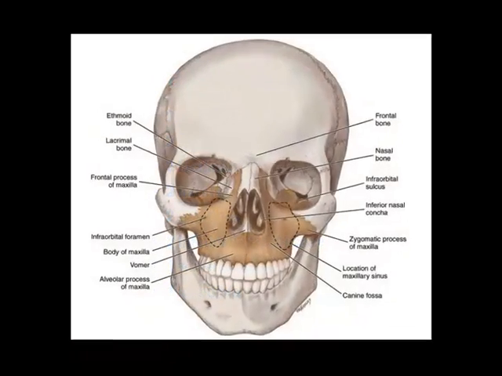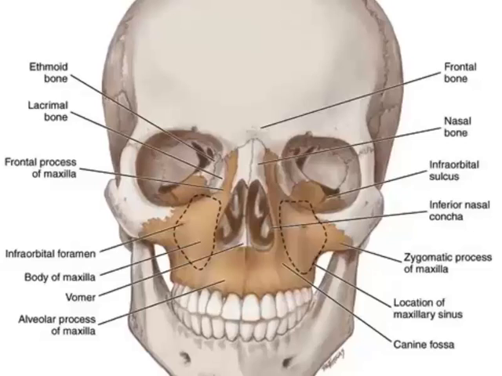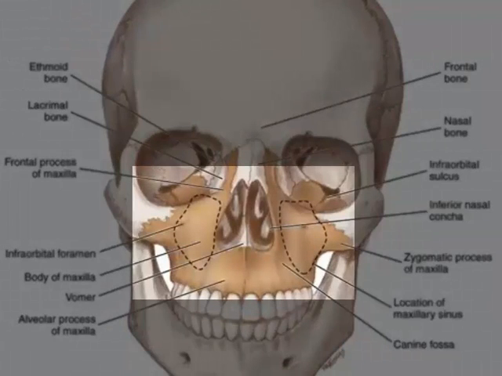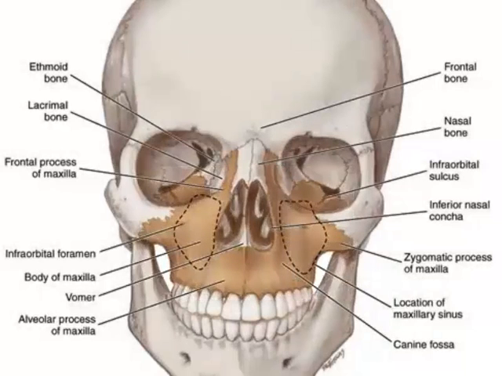The maxillae are paired facial bones located in the anterior central portion of the skull. These bones are the largest immovable bones of the face and are often referred to as the maxillary bones. The maxillae articulate with all of the other facial bones except the mandible. The maxillae also articulate with 2 cranial bones, the frontal bone and the ethmoid. The maxillae form most of the floor and part of the lateral walls of the nasal cavity, most of the roof of the mouth, and part of the floor of the orbit.